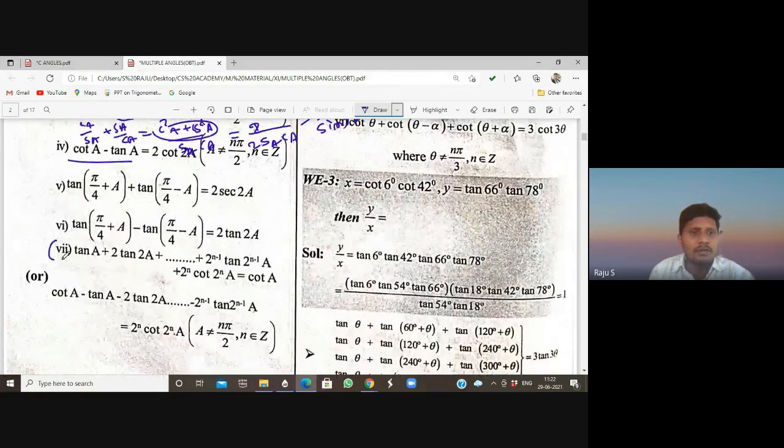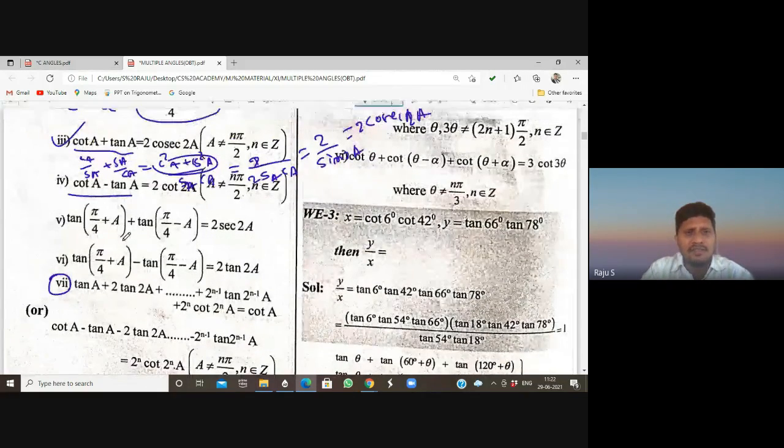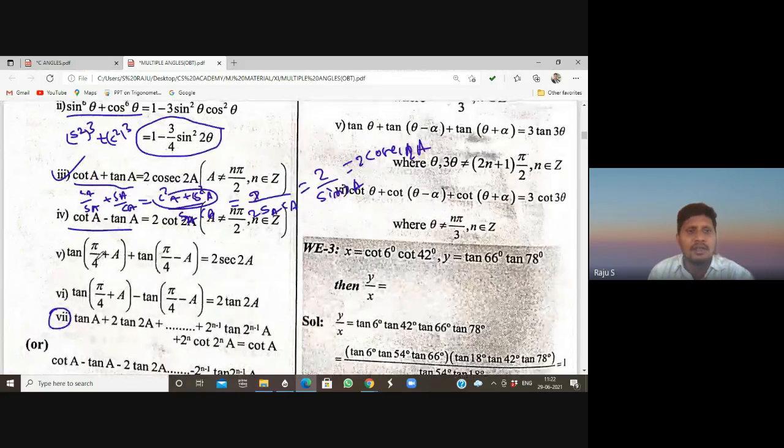I will tell you formula number 7. Try to remember it because that is difficult; the remaining ones are all easy. Here you can apply the tan (A plus B) formula and the tan (A minus B) formula, simplify, and finally you are going to get this value: tan (A plus B) minus tan (A minus B). That's all. But this seventh one is not like that.